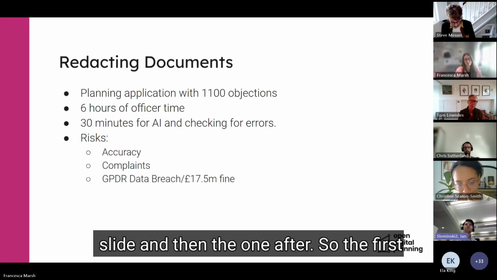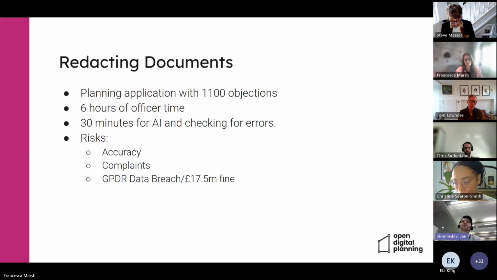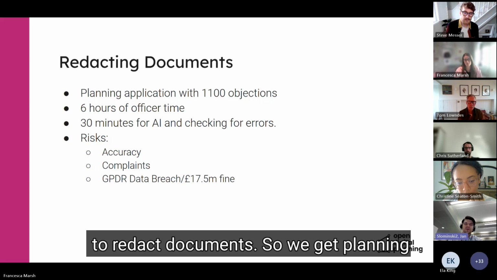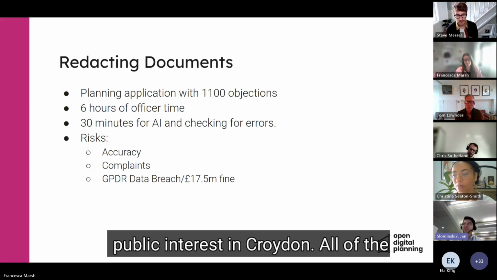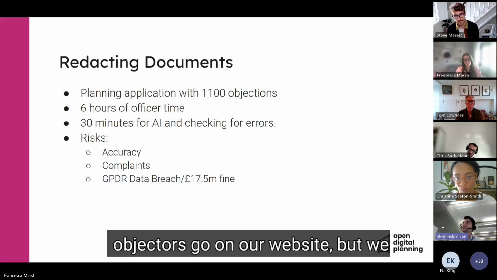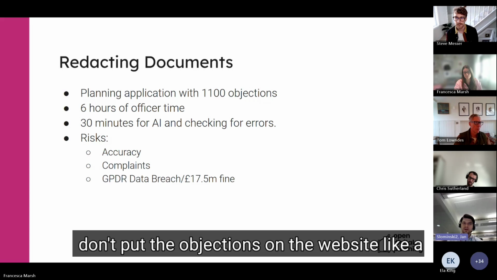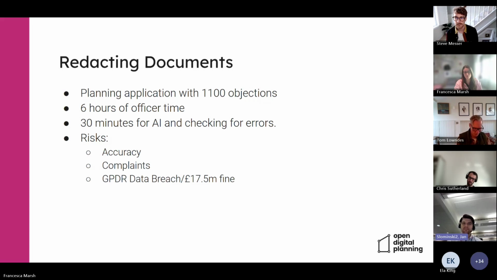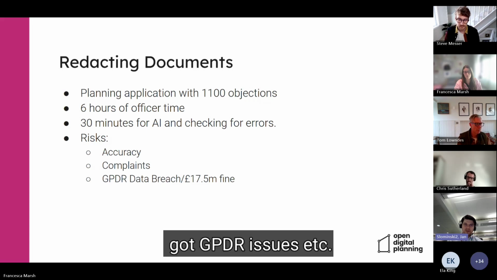The first thing that we've trialed is using Copilot to redact documents. We get planning applications which have lots and lots of public interest in Croydon. All of the objections go on our website, but we don't put the objections on the website like a lot of boroughs because a lot of them contain sensitive data, and we've got GDPR issues, etc.